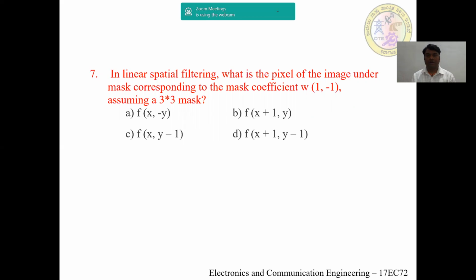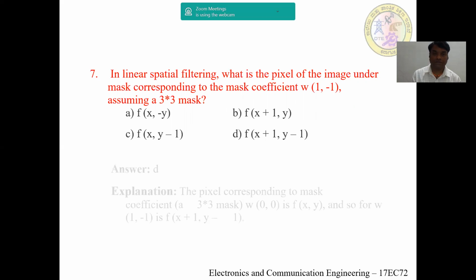In linear spatial filtering, what is the pixel of the image under mask corresponding to the mask coefficient omega of (1, -1), assuming a 3 star 3 mask? A: f(x, -y). B: f(x+1, y). C: f(x, y-1). D: f(x+1, y-1).